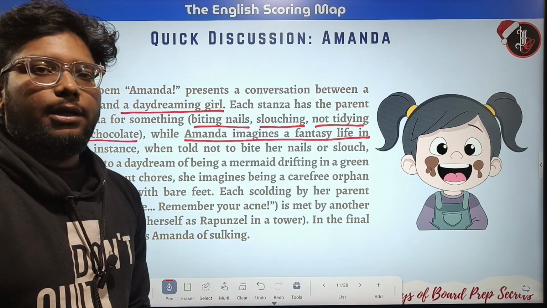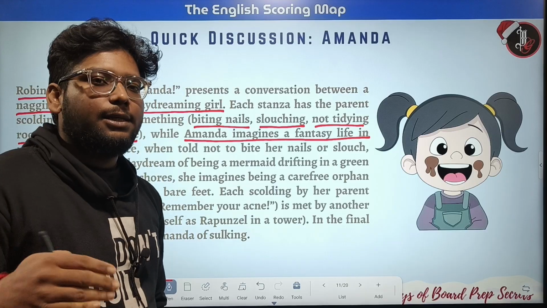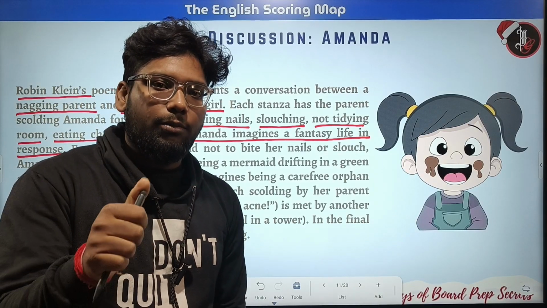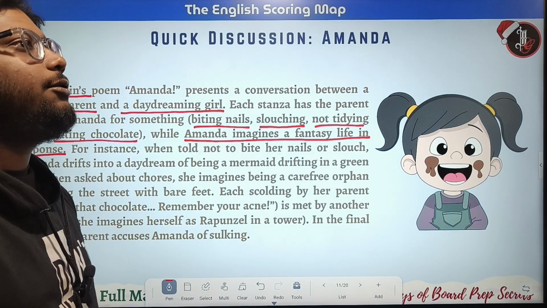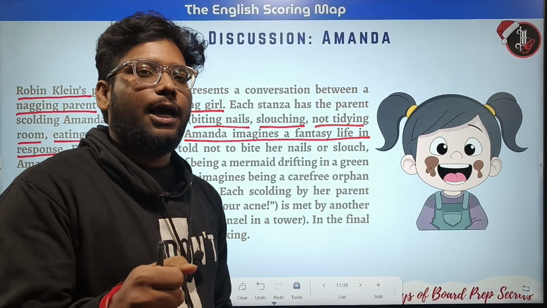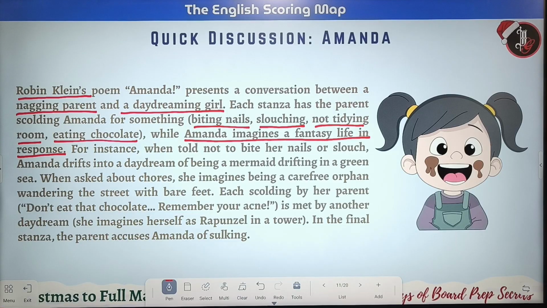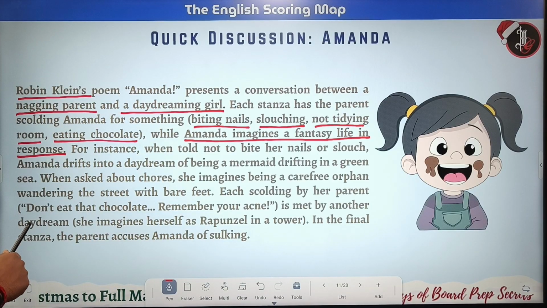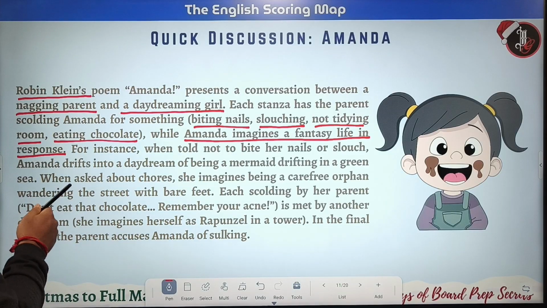Say for example, I'm scolding any one of you, and you are daydreaming about a fantasy life where you are riding in a BMW or a Lamborghini. That's not right. I'm scolding you, and you are telling me, sir, I am riding a Lambo right now. That's not good. Now, for instance, when told not to bite her nails or slouch, Amanda drifts into a daydream of being a mermaid drifting in a green sea.